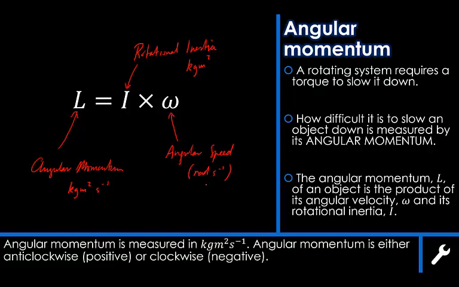The other thing to note about angular momentum is that it can have two signs, and we're going to use the convention that anti-clockwise is positive and clockwise is negative.